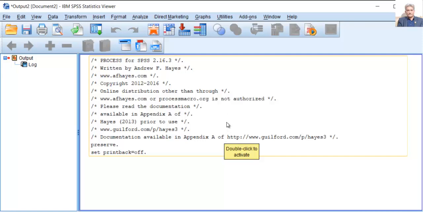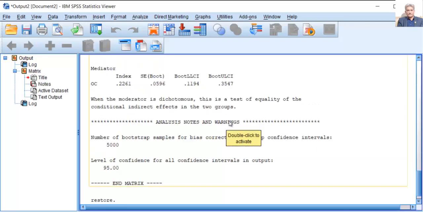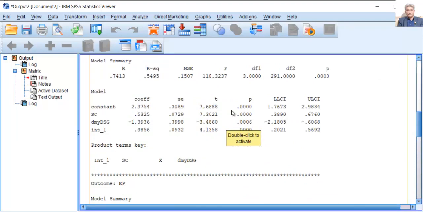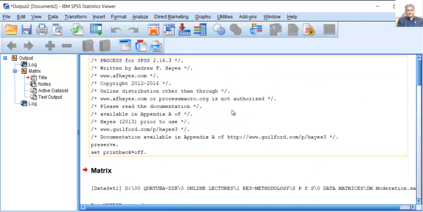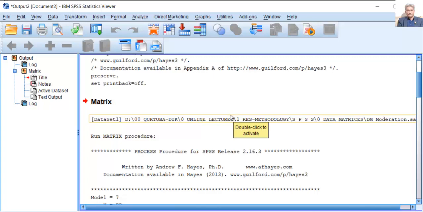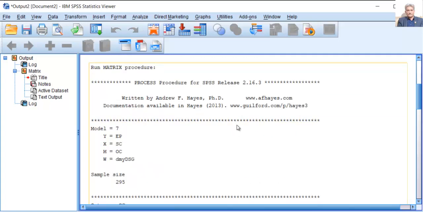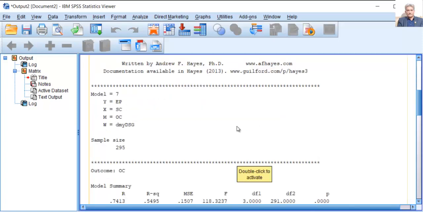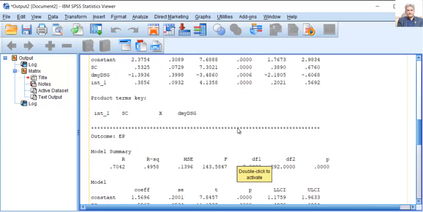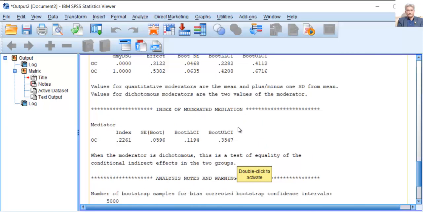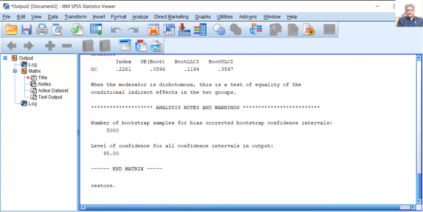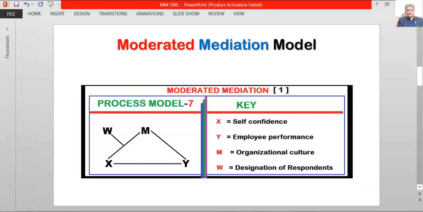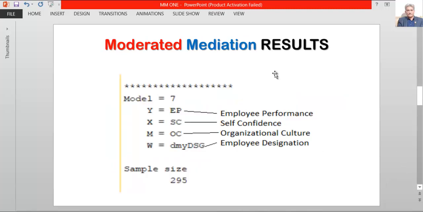Moderated mediation is something that refers to most of our life activities, including the work environment. Now, the results of the moderated mediation are here. I have posted these results to the slides, and let's discuss them using the slideshow.